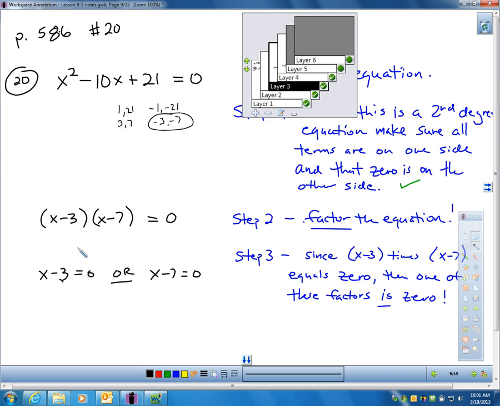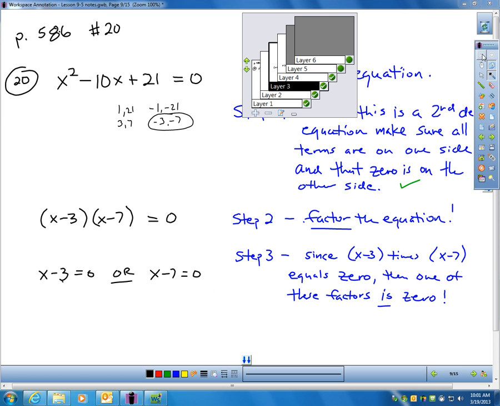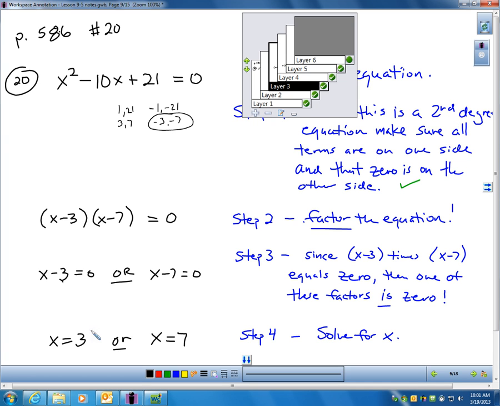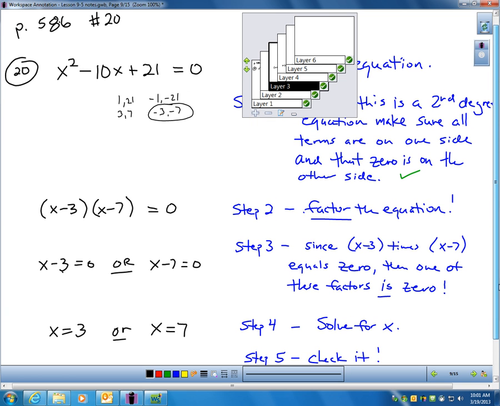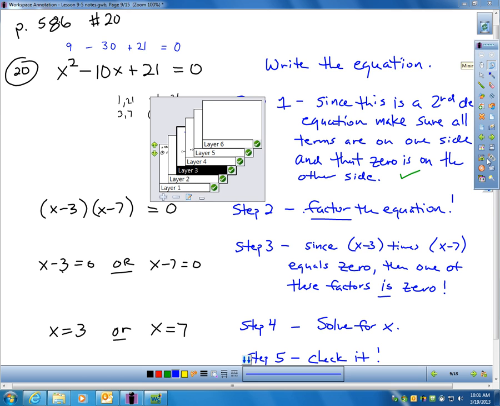So let's quickly solve. X minus 3 has to work out to 0, or x minus 7 has to work out to 0. I got 2 very simple equations to solve here. Obviously, either x has to be a 3 or x has to be a 7, and we can always check it at the end if we're not sure. Okay, if I plug a 3 in here, think about it, we'll just check one of them. 3 squared is 9, 10 times 3 is 30. Would you agree that 9 minus 30 plus 21 equals 0? If you plug it in your calculator, that's a true statement. All right, so that's how we can solve.